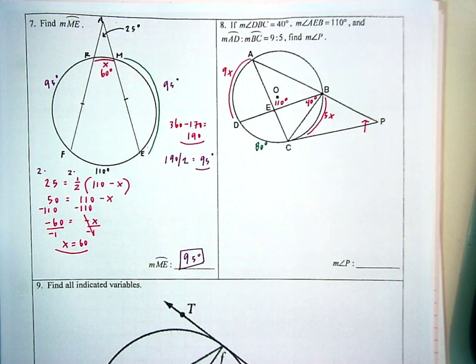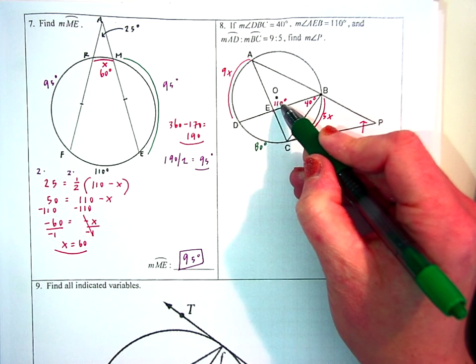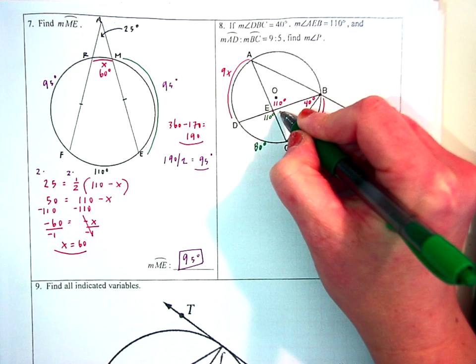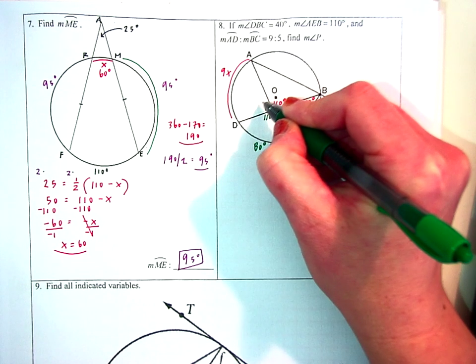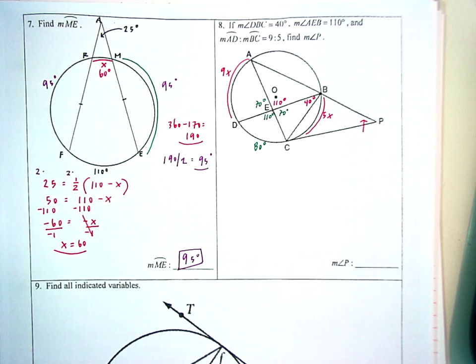Okay, so now I'm trying to see also another connection that I can make. And I can see that right here, if that's 110, I know that its vertical angle would be 110. And I know linear pair here would be 70 and 70 here as well. I'm trying to make as many connections as possible to help me fill in the gaps.